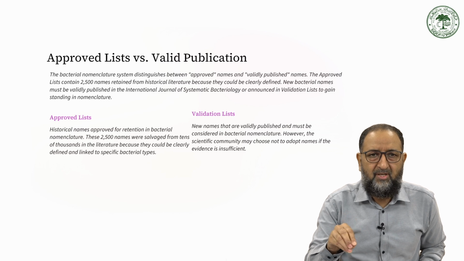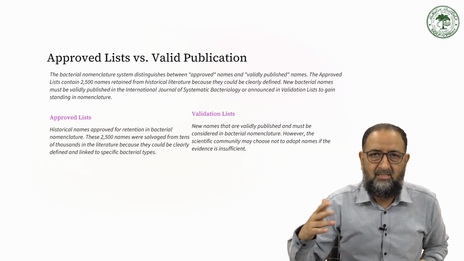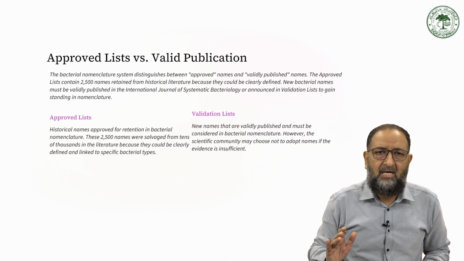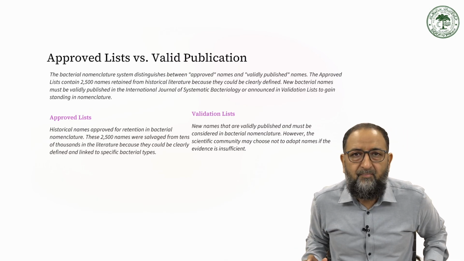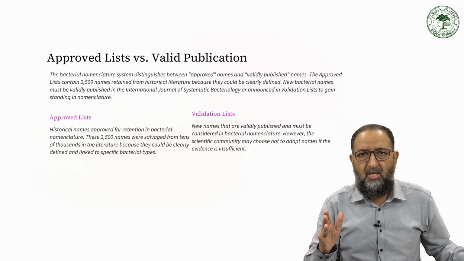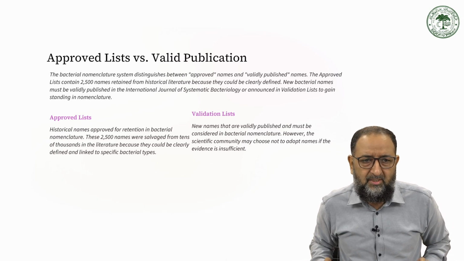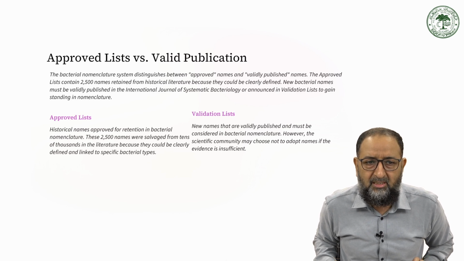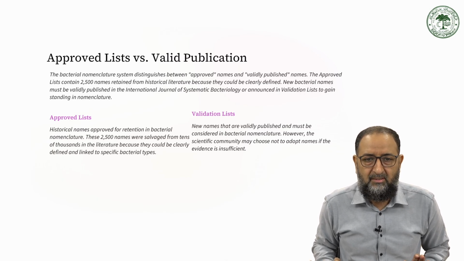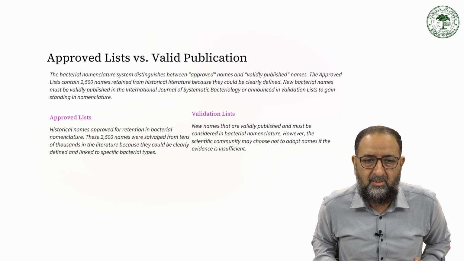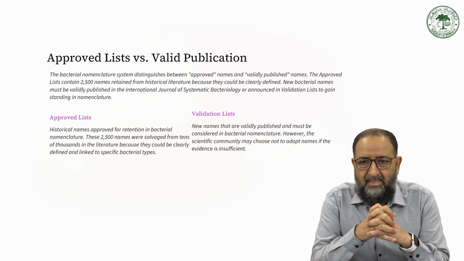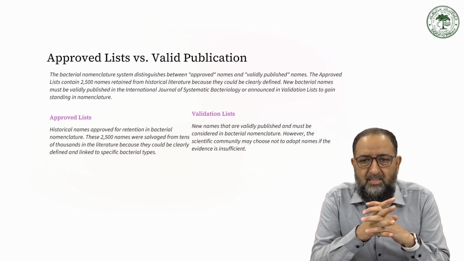Because whether the mode of classification has been written in the Bergey's manual or in some other manual, the character should be stable throughout the time scale. Now, if these characters are not stable, then it's very difficult for you to identify or to predict these things. So we define them as approved lists: historical names approved for retention in the bacterial nomenclature. These 2,500 names were salvaged from tens of thousands in the literature because they could be clearly defined and linked to specific bacteria defined in the Bergey's manual. Now, the validation list means the new names that are validly published and must be considered in the bacterial nomenclature.